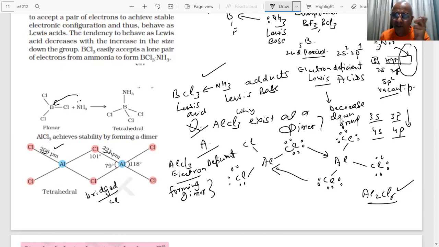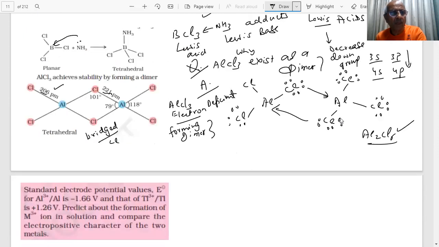Once a bond is different, the length is also different. Bond angle, bond length, they can put a question anywhere, anytime. Got my point? Yes, sir. All the bond lengths are, this is AlCl, this is AlCl, but this bond is different from this bond, student. This is a bridged bond. This is a bond between aluminium and Cl. This is not the same. So the bond lengths are also different. You can see it. Got it? These are coordinate covalent bonds. These are covalent bonds, students.